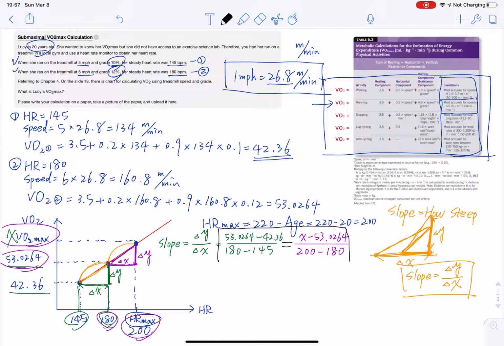So we get this. The only unknown variable in this formula is the x. The other variables are numbers, so we can just calculate it, right? After we calculate it, we get the x. This is 59.17. Remember, we need to give it a unit. So it's milliliters per minute per kilogram. So this is the VO2 max for Lucy.